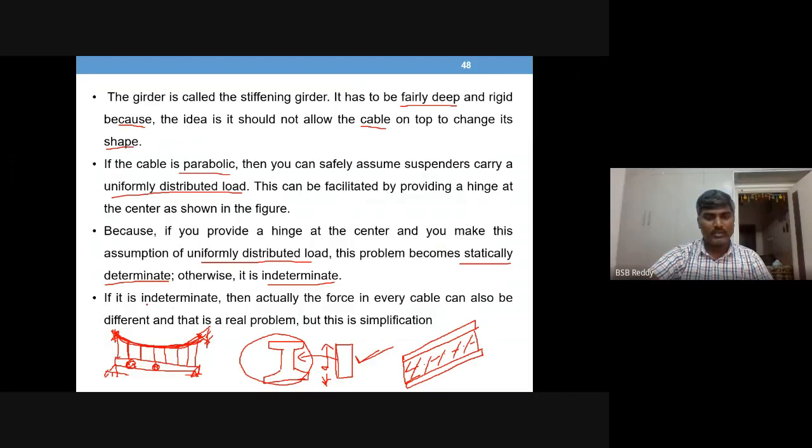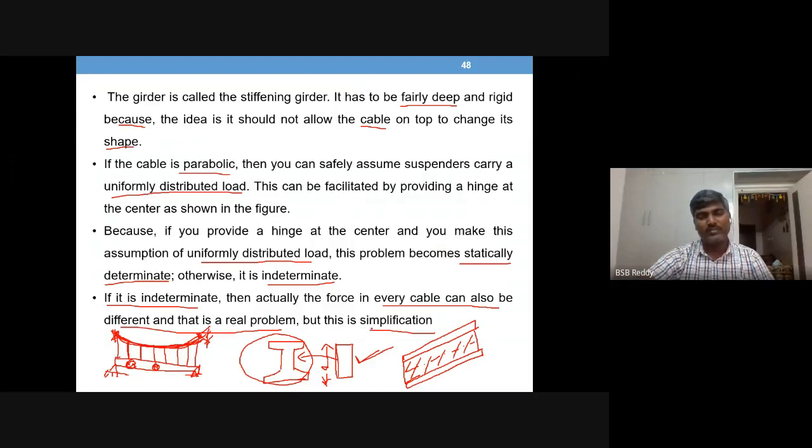If it is indeterminate, then the force is different in every cable. In the sense, suspenders also will take different loads. Then you need simplification, because there are an infinite number of suspenders provided, heavy in number. You can't just analyze each and every suspender.